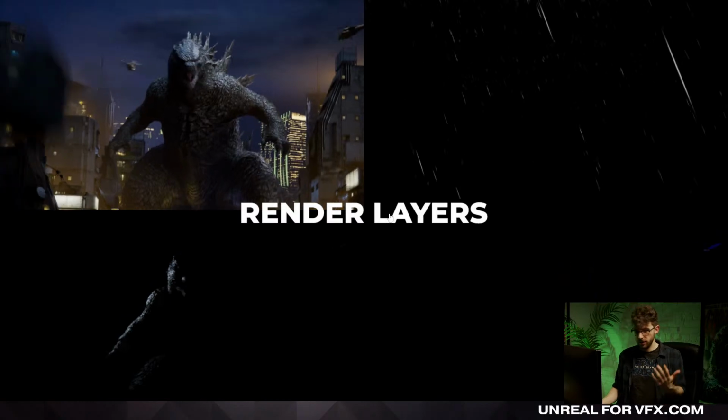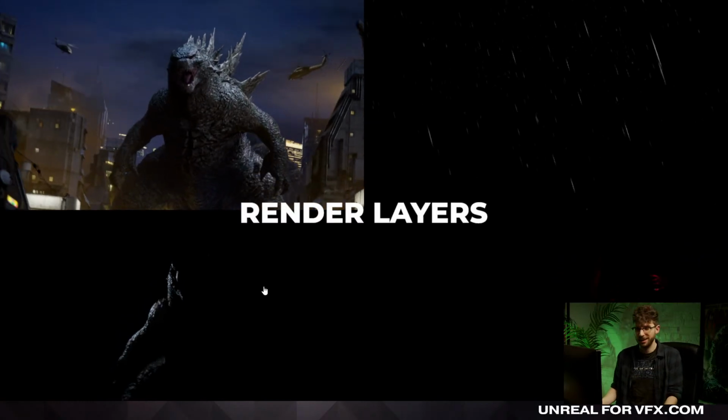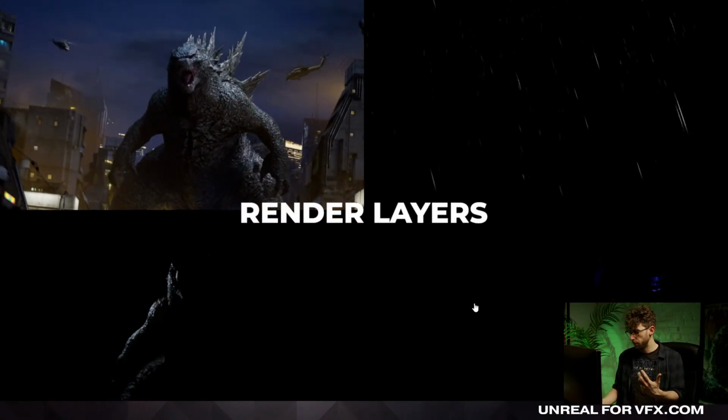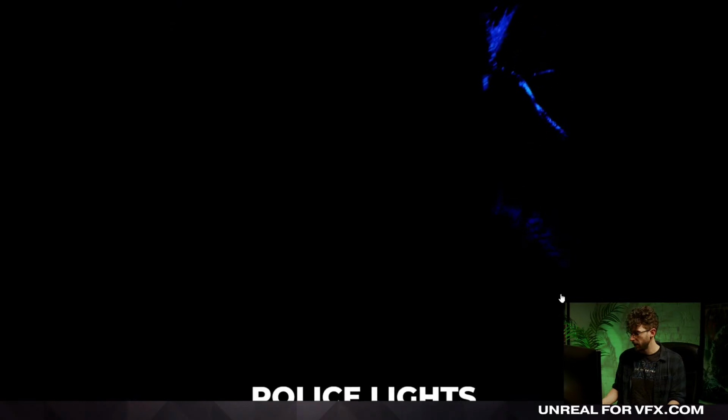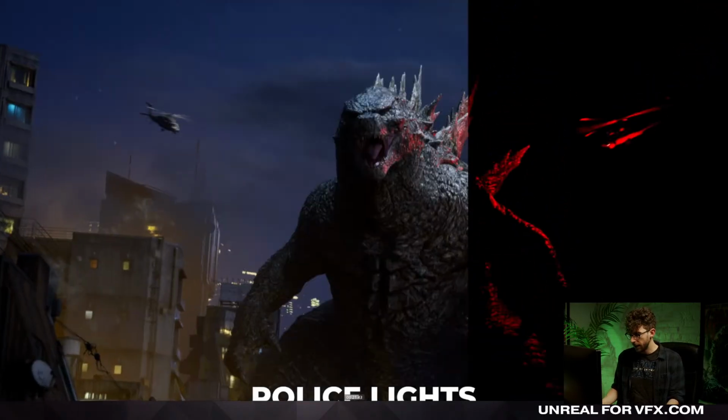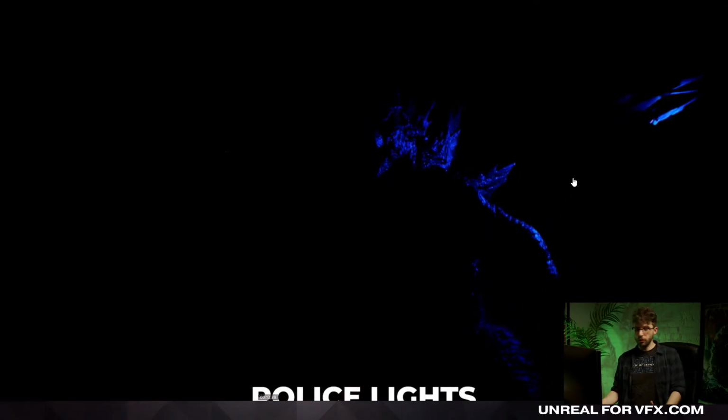So, you know, it's what it sounds like. It's pretty basic, but if we want just the police lights like we have on the bottom right here, we have our police lights in our scene. If we want to render that out, all we want to do is just hide all the other lights in our scene except for these police lights and render out this pass on its own.